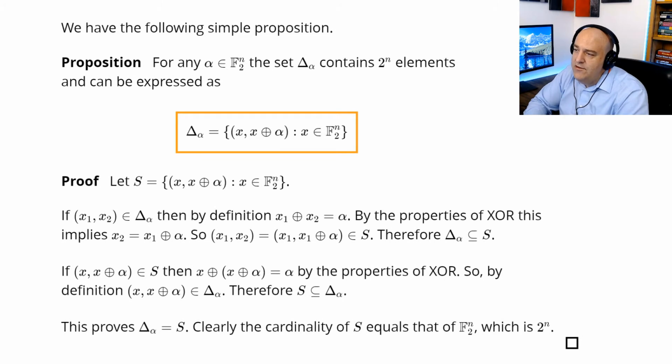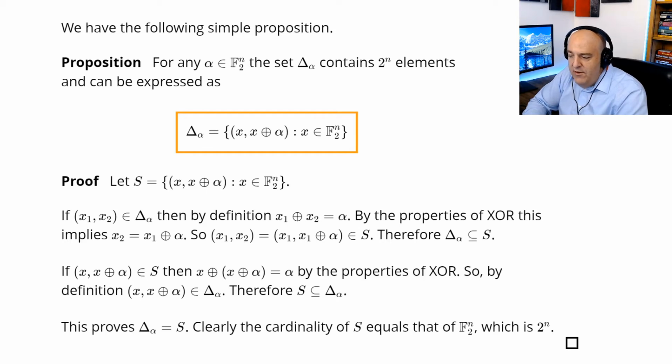Now we have a simple proposition we can prove right away: for any alpha in F2^n, the difference set delta alpha contains 2^n elements and can be parameterized as the set of all ordered pairs x comma x plus alpha, as x is a free-ranging variable over F2^n. So for delta alpha, the first component can be anything, and then the second component is determined as the first component plus alpha. And this is easy to prove.